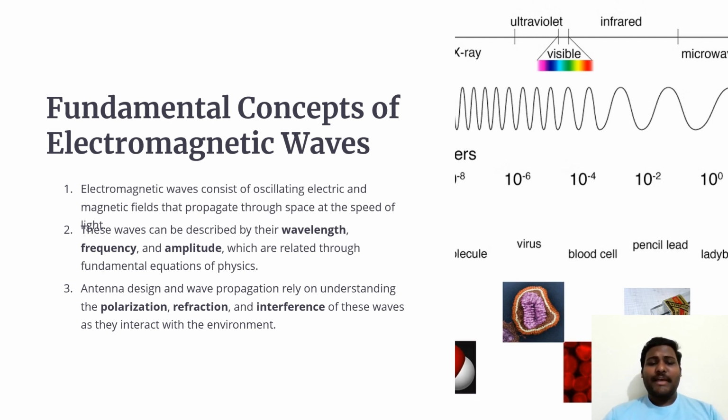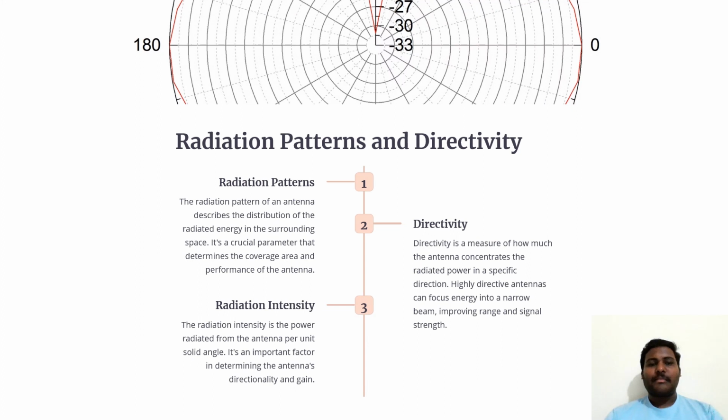Antenna and wave designing relate to an understanding of polarization, reflection, and interference of those waves as they interact with the environment. Moving further, radiation pattern and directivity. Radiation pattern: the radiation pattern of an antenna describes the distribution of radiated energy in the surrounding space. It is a crucial parameter that determines the coverage area and performance of an antenna.